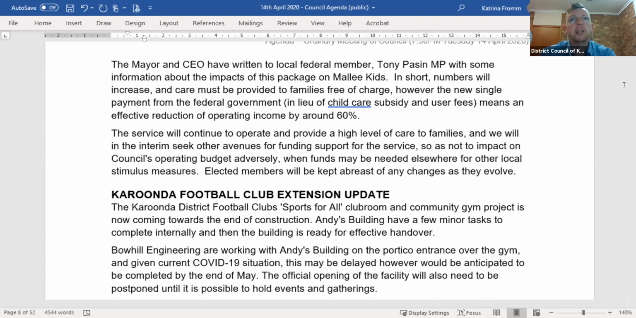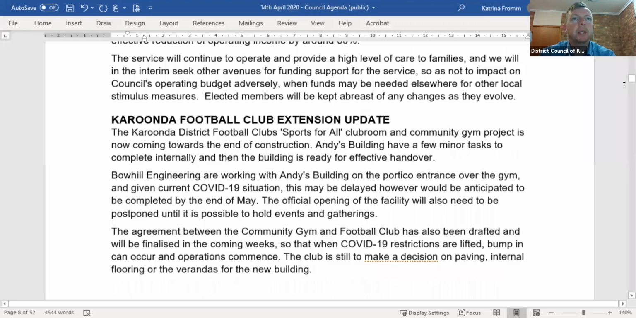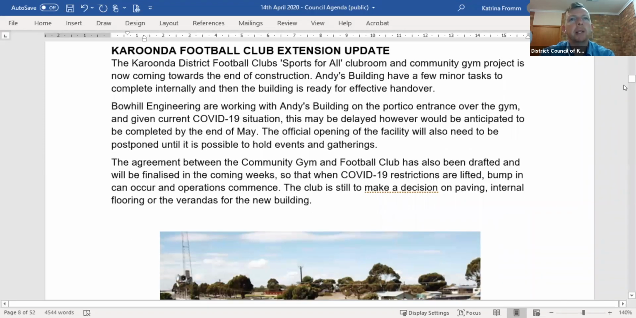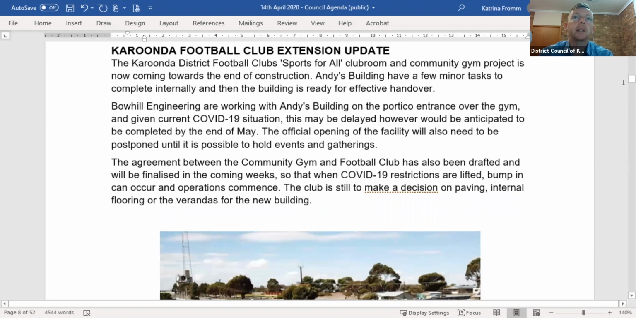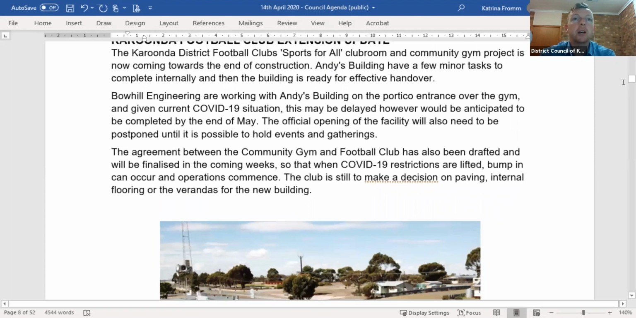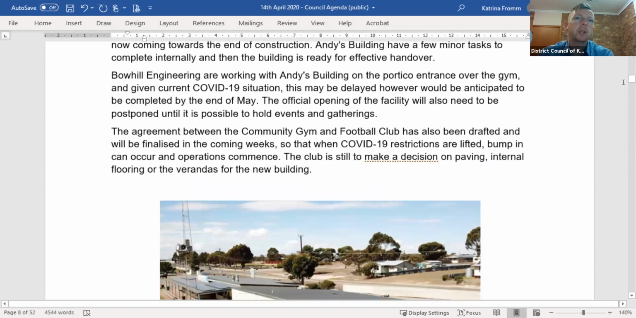Carina Football Club extension update. That building is nearing practical completion. So just waiting on a few minor fittings, and then I think there's also just waiting on the communication with Bowhill Engineering and Andy's building around the portico installation on that building. But other than that, it is pretty much at handover stage. So we expect to see handover within the next couple of weeks, and that project wrapped up.